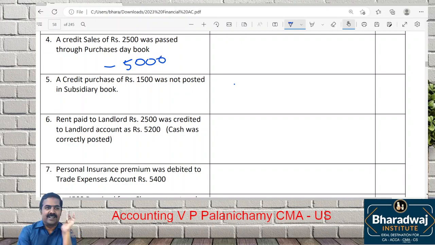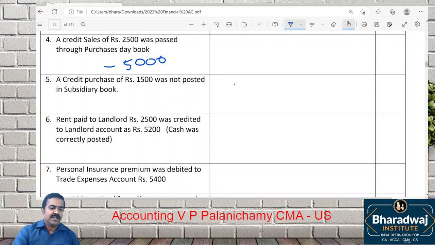Income is not recorded. 2,500 is gone. That is recorded as an expense. Because of that, another 2,500 gone. So how much is the reduction in profit? 5,000 rupees reduction in profit.